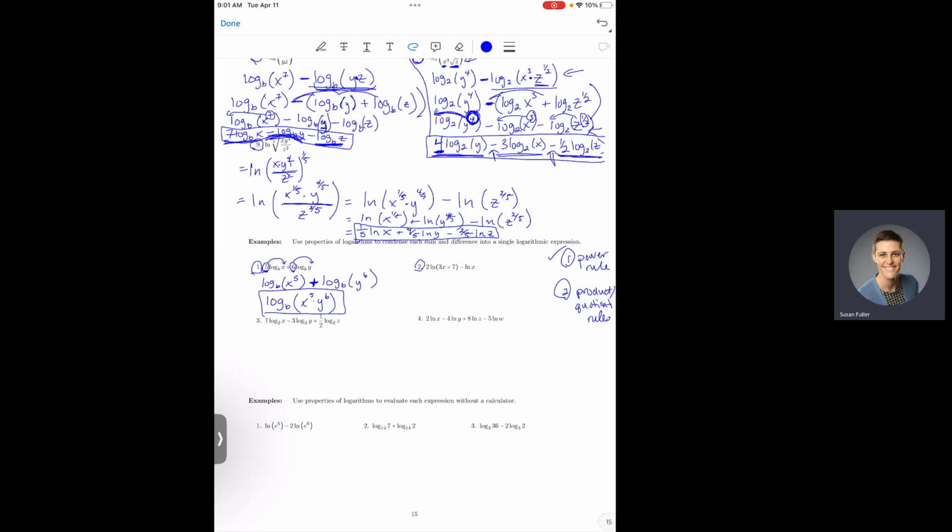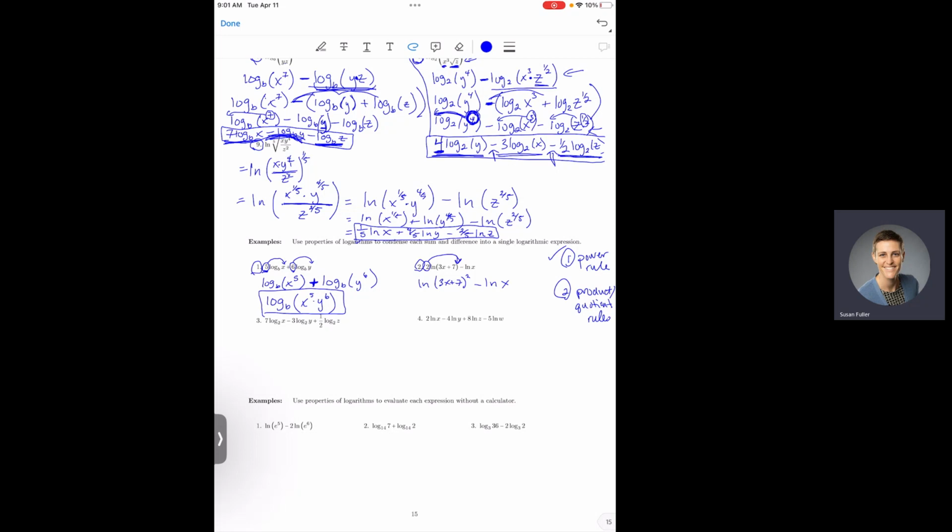Okay, let's try number 2. First thing that we're going to do is the power rule. Do we have any numbers out front that need to go up into an exponent? We sure do. We've got a 2 right here, so we're going to toss it up into an exponent here. So this is going to turn into the ln of (3x plus 7) to the second power minus the ln of x. Okay, we've taken care of the power rule.